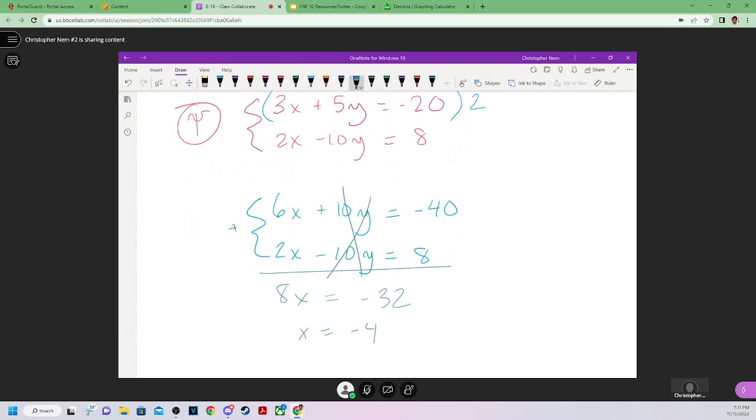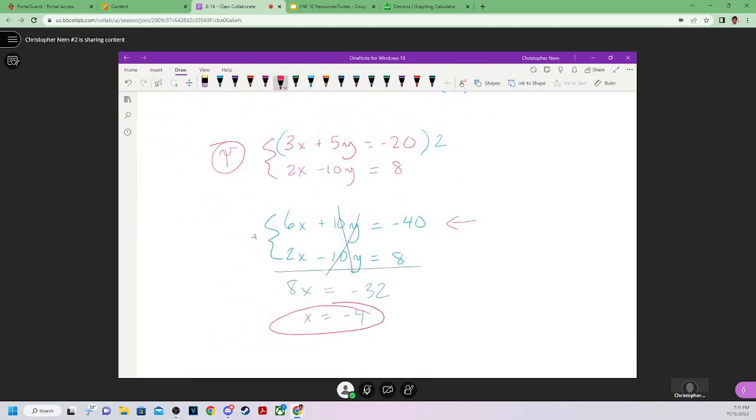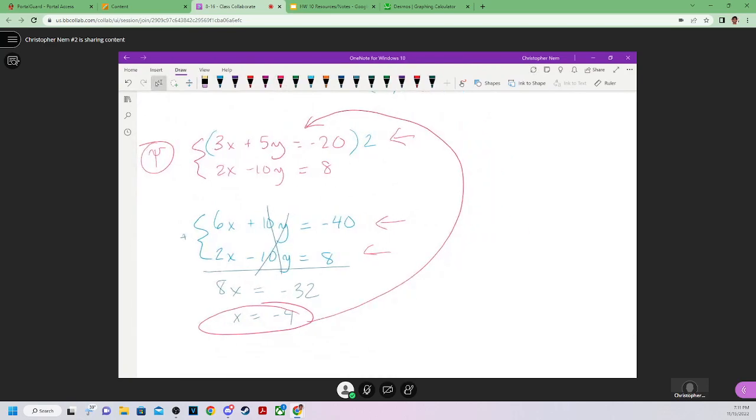So if you notice, your goal is to have the same coefficients, but one of them should be positive, one of them should be negative of each other. That is how we're going to be scaling. We're going to scale so that we can have those results. You can eliminate the y, you can eliminate the x, whichever variable is easier. Now I have x equals -4. I can plug it into any of the equations. I can plug it into this one. I can plug it into this one. I can plug it into this one, the original one. I'm going to plug it into this original one over here. It doesn't matter. You're going to get the same result.